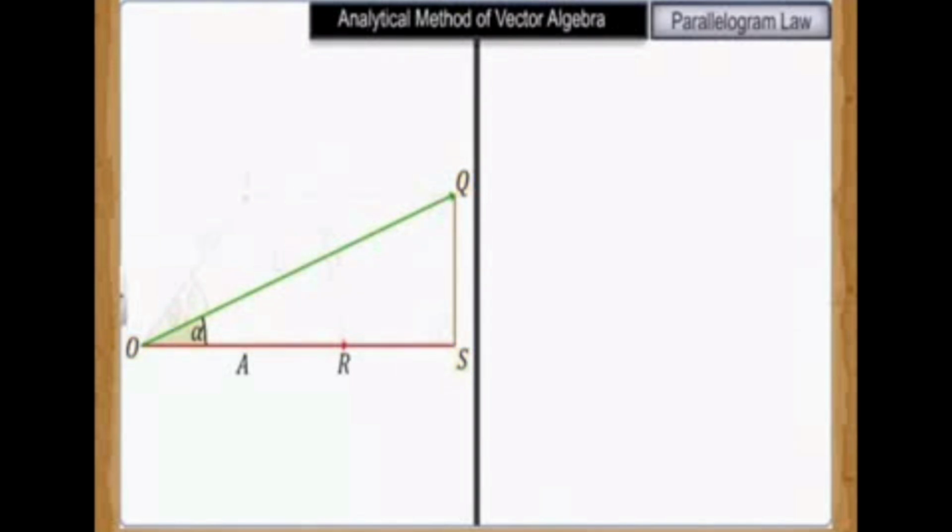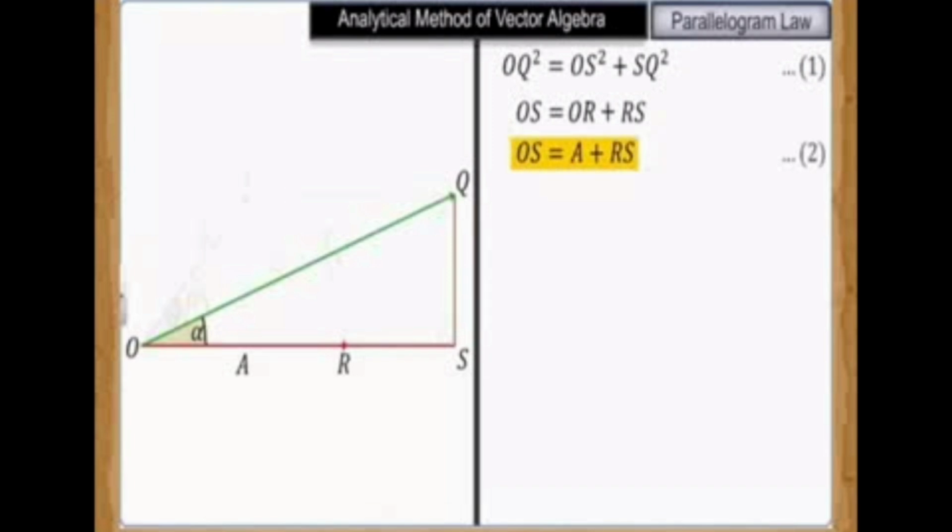Now we can take the triangle OQS. In that triangle, we are going to calculate the resultant vector OQ. OQ square equals OS square plus SQ square. Equation 1. OS is not a single line, we extended that line from R to S. So OS equals OR plus RS, so OS equals A plus RS. That is the A vector plus RS. You can take that as equation number 2.